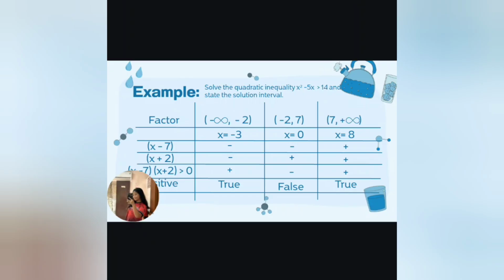So just like that, our final solution is the left and right side regions, since they were true and the middle is false.